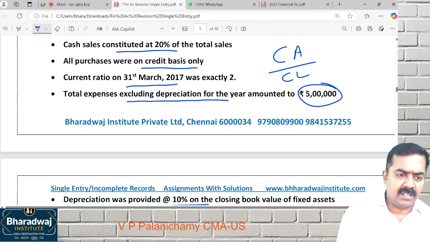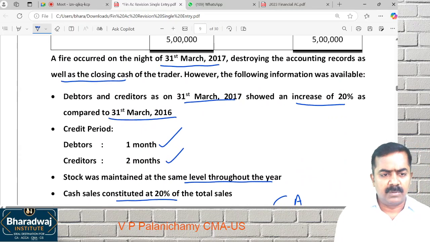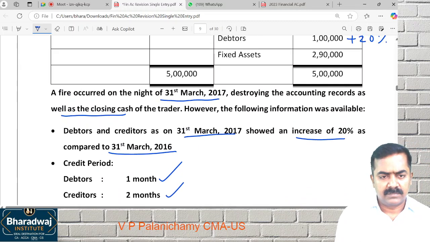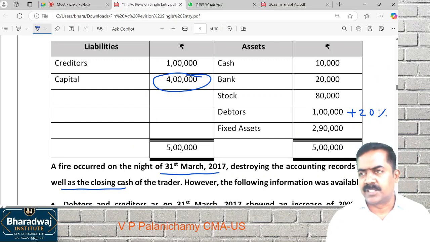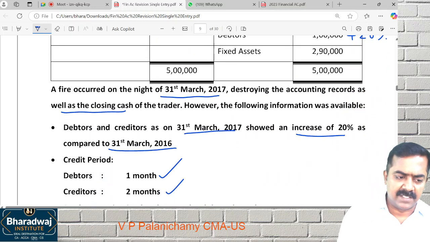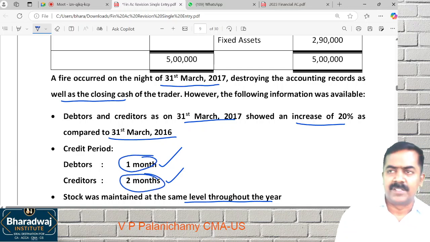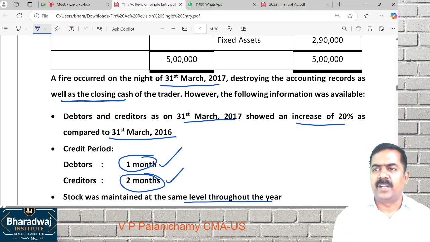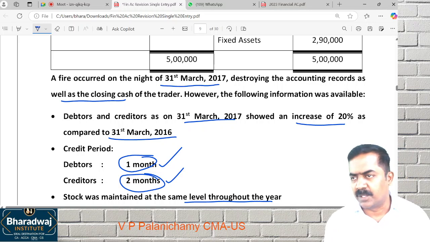Before we start, we have to work out what all we need to work out. Using debtors value and creditors value, we need to find out sales and purchases. Credit period given is 1 month. Creditors' credit period is how many months? 2 months. Using this we can find out credit sales and credit purchases.